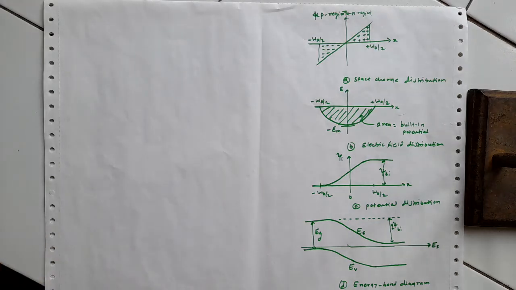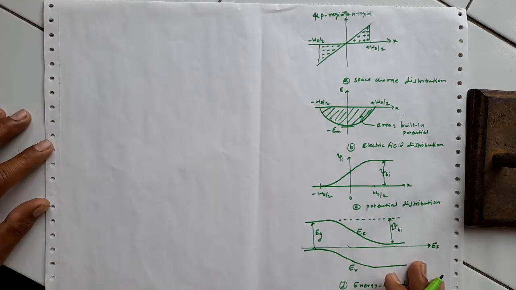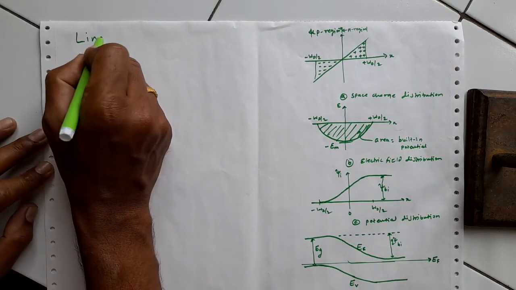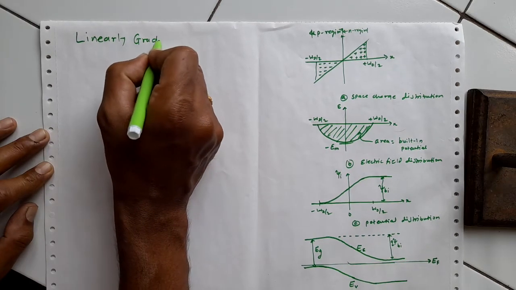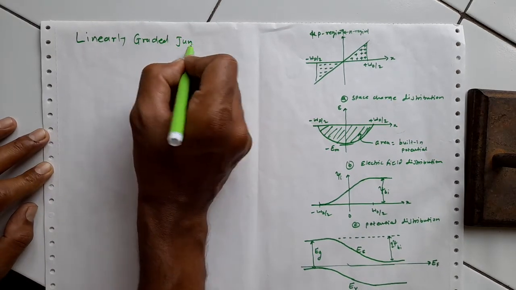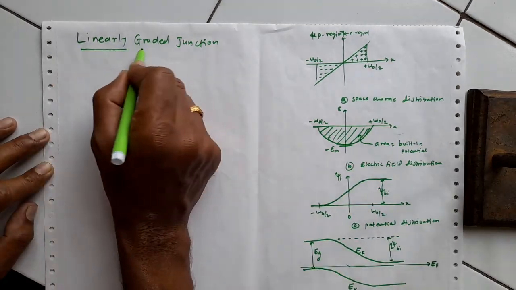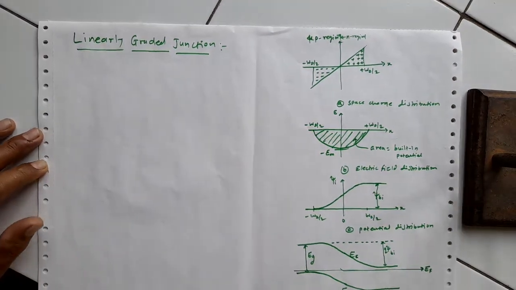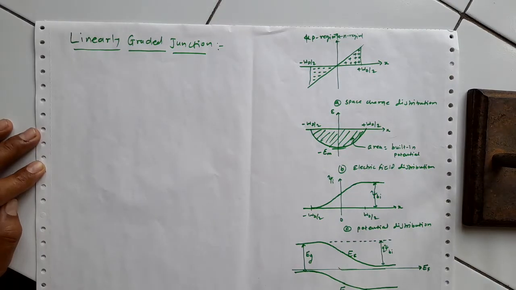Hello friends, in continuation with the last lecture, today we are going to talk about the linearly graded junction. Again we come back to the place where the two regions are just connected. The P and N regions are connected at the point, and it is forming the depletion region.